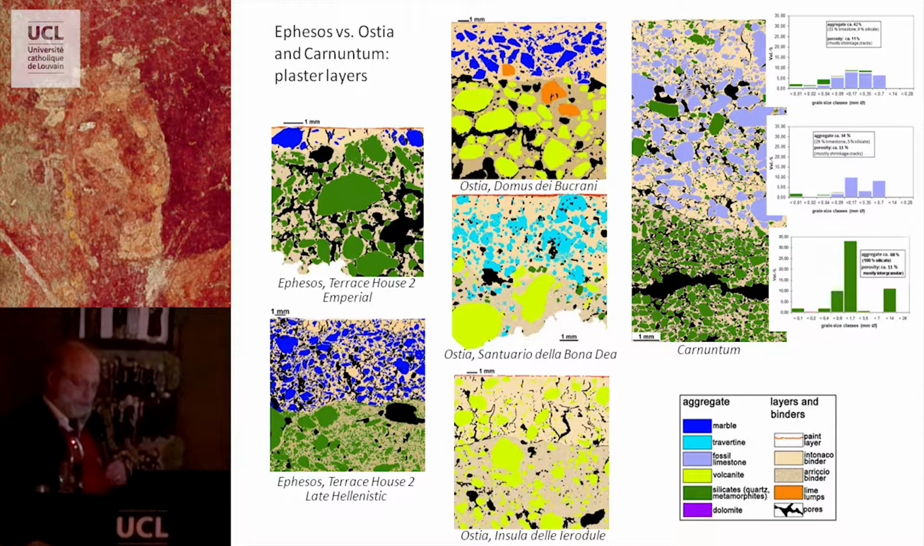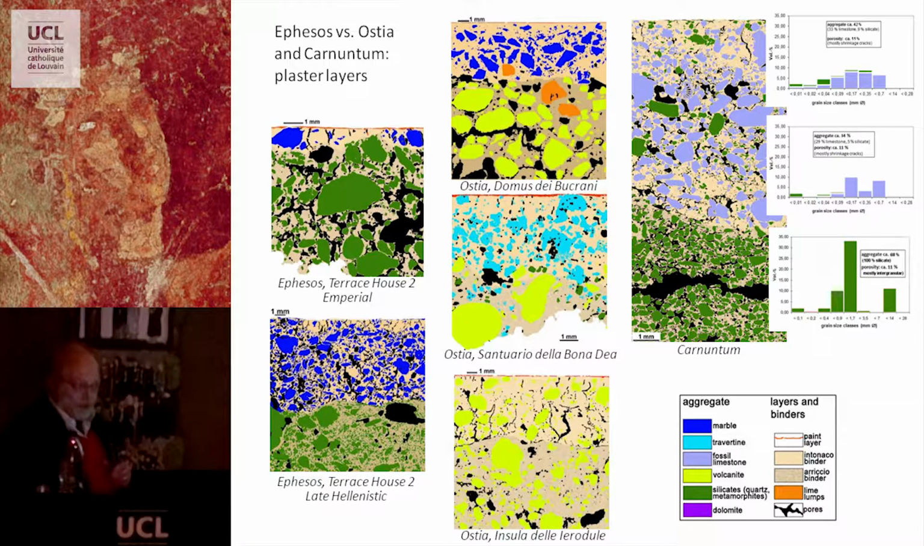Then there are even local volcanic fragments in the intonaco, but to keep it bright, nevertheless, there is little of it. So the intonaco is very fat here. Okay, this is finally Carnuntum. I'm through. Can you give me 2 more minutes? Okay. This is Carnuntum, so again another situation. Here in the intonaco, very thick, we have a local limestone, a fossil limestone.